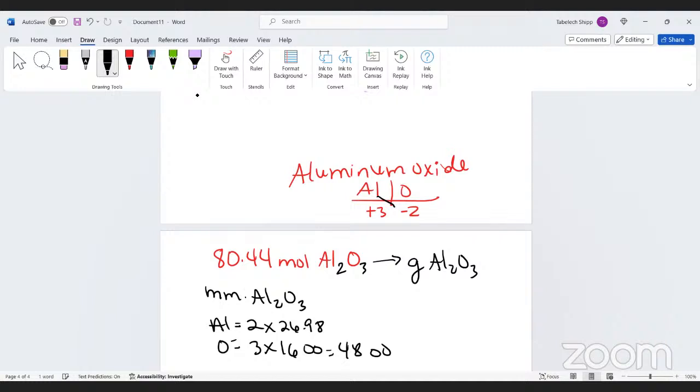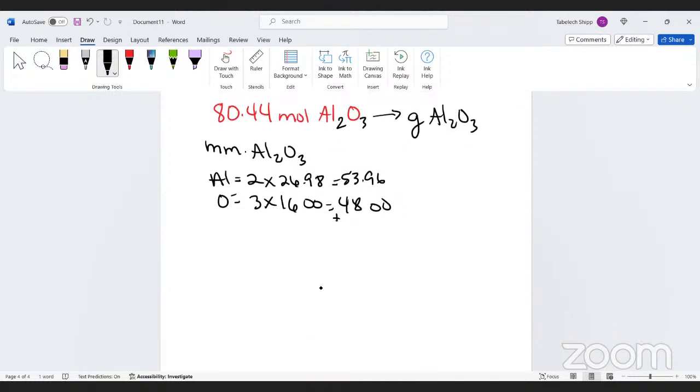So now we're going to do 2 times 26.98, and we get 53.96. And then we're going to add that to the 48 for the weight for oxygen. We had 3 of those times 16, that gave us 48. So you add these two together, and let me scroll my screen up so y'all can see it. And you get 101.96 grams per mole. Okay, that's your molar mass.